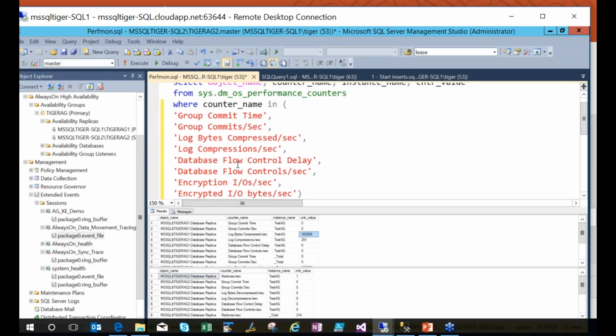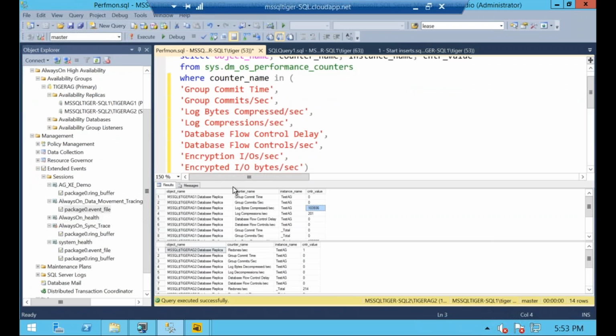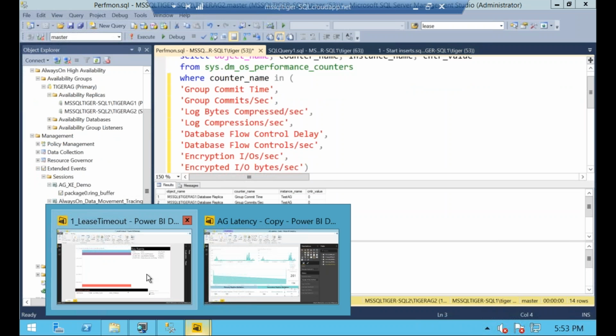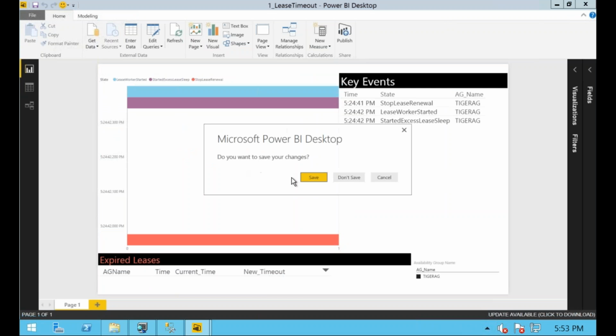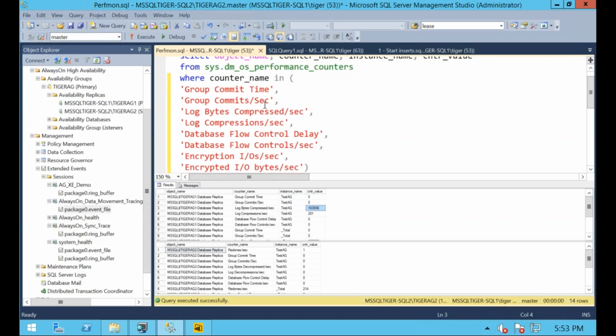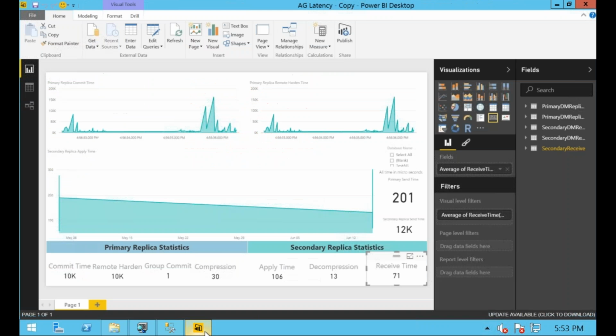Any more questions, John? Yes, I guess one question that popped in: if you have multiple secondary replicas, is there an easy way from Power BI to determine the latency between each one of the secondaries?